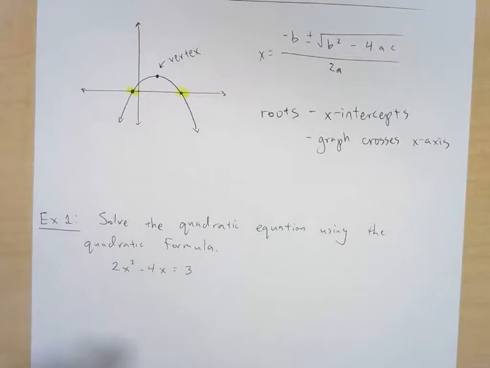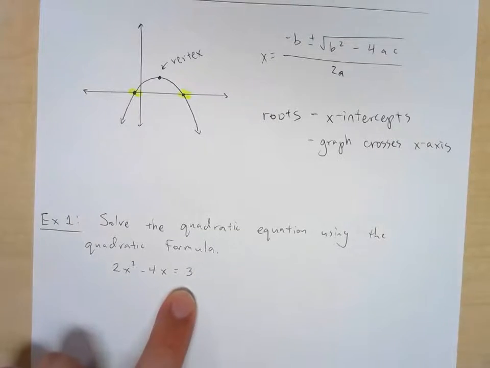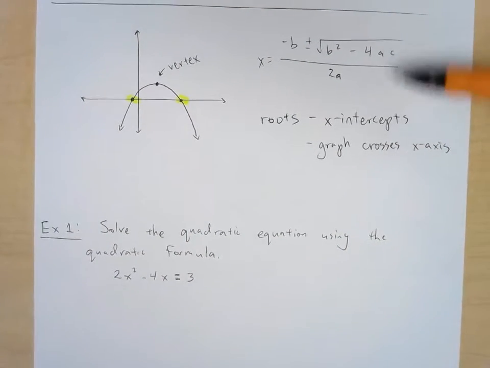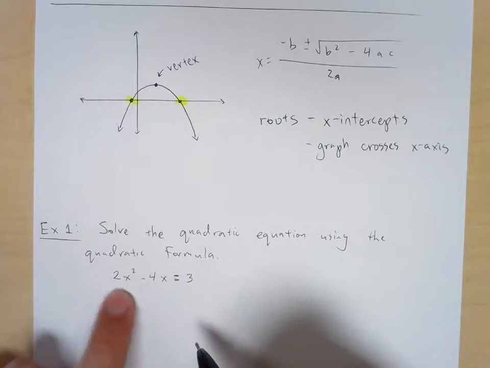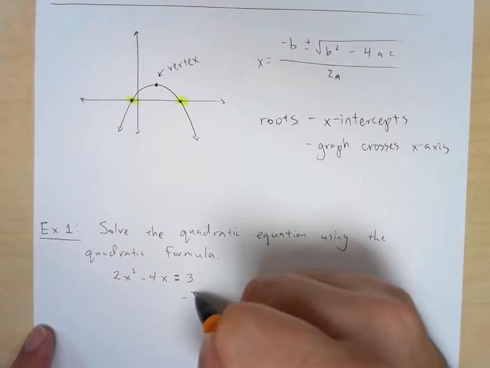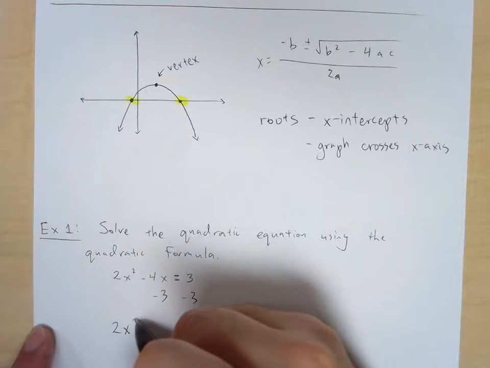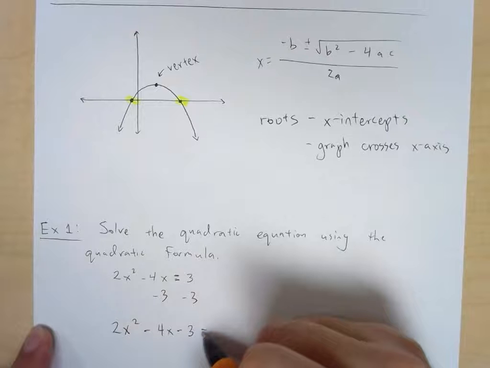Okay, so problems you'll see will be like: solve the quadratic equation using the quadratic formula. So you'll see we have something like 2x squared minus 4x equals 3. The first thing we're going to have to do in order to get our a, b, and c is get everything all on one side of the equal sign. My a is positive on the left side, so I'm going to leave everything on the left. I'm just going to subtract 3 on both sides. Because there are no like terms, we're just going to have 2x squared minus 4x minus 3 equals 0.